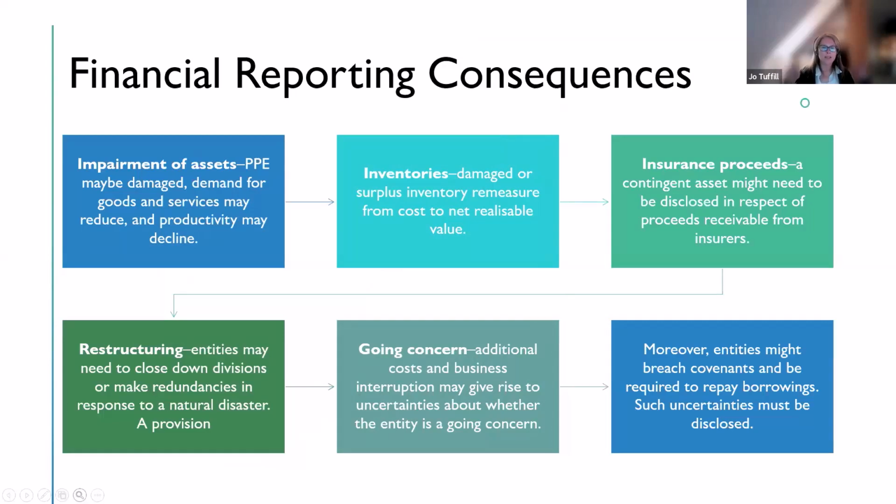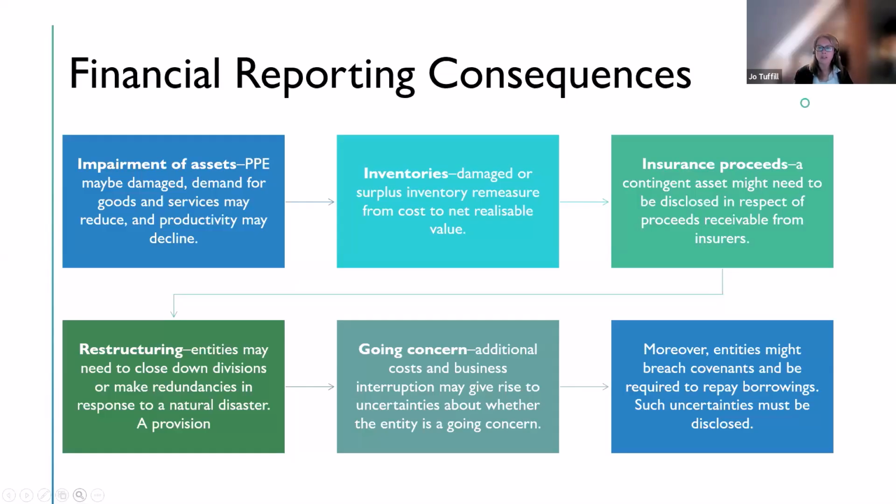First of all, the classic one is impairments of assets. So if property, plant and equipment is damaged, then of course you've got to test for impairment. Remember, you test for impairment with this evidence of internal or external potential impairment. And of course, a natural disaster, if something's damaged, that's automatically looking at whether it's impaired. Your demand for goods and services may be reduced. And so that's also evidence of impairment of the cash generating unit. And also productivity may decline. So that's an internal evidence of the fact that your assets may not have the higher value in use anymore. So again, just talking about that in your answer is enough to get the tick marks for those reporting consequences.